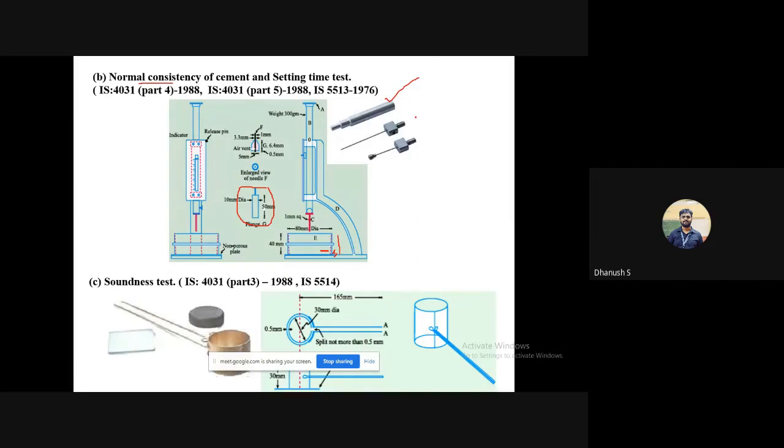So here you can see two more needles. One is a thin needle like this, and the other is a needle with an annular ring arrangement. This is for initial setting time. This is for final setting time. The cross section of the initial setting time needle is a circular cross section whose area is 1 mm square. If the area is 1 mm square, find out what the diameter is and tell me in the next class. Pi d square by 4 is equal to 1 mm square. How much is d? That will be the diameter of this needle.